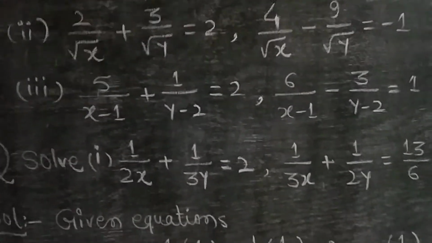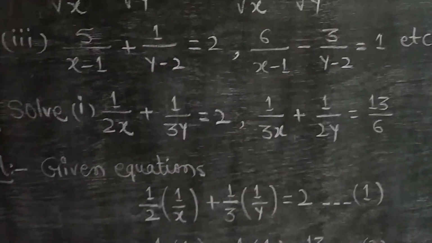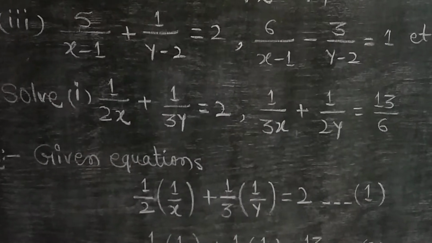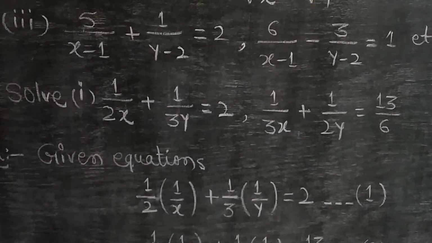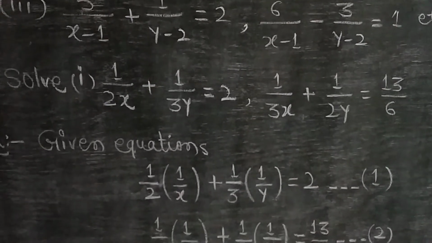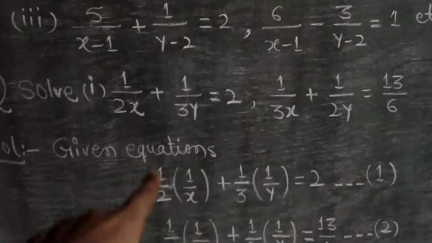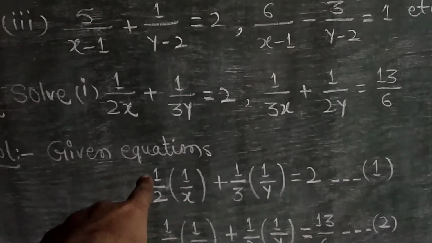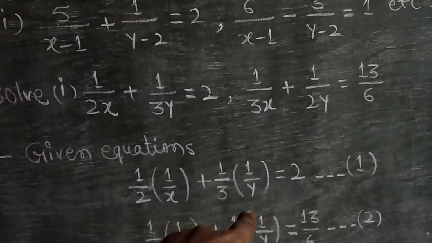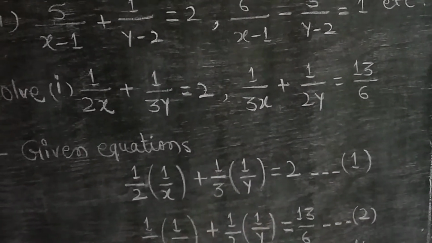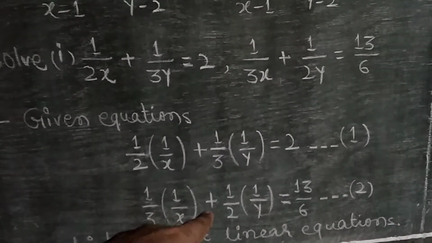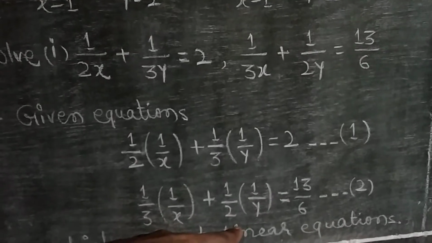So I am taking the first question here. Solve these equations: 1 upon 2x plus 1 upon 3y equal to 2, 1 upon 3x plus 1 upon 2y equal to 13 upon 6, by converting them into linear equations. So first we will write these equations in this form: 1 upon 2, 1 upon x, x is in the denominator, plus 1 upon 3, 1 upon y equal to 2. It is our first equation. Similarly, we will write the second equation: 1 upon 3, 1 upon x plus 1 upon 2, 1 upon y equal to 13 upon 6.